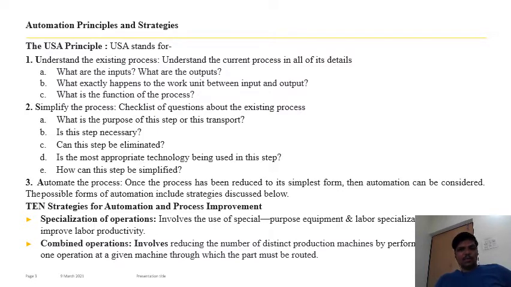I'll make you understand one by one what understand the existing process means. It means that whatever current processes are going on in detail, you should understand each and every part of it at macro level, or at least at macro level. Macro level or micro level, at a certain level or in depth. Macro is a certain level, in depth, micro is further deeper. So what are the inputs, what are the outputs, what exactly happens to the work unit between input and output, what is the function of the process?